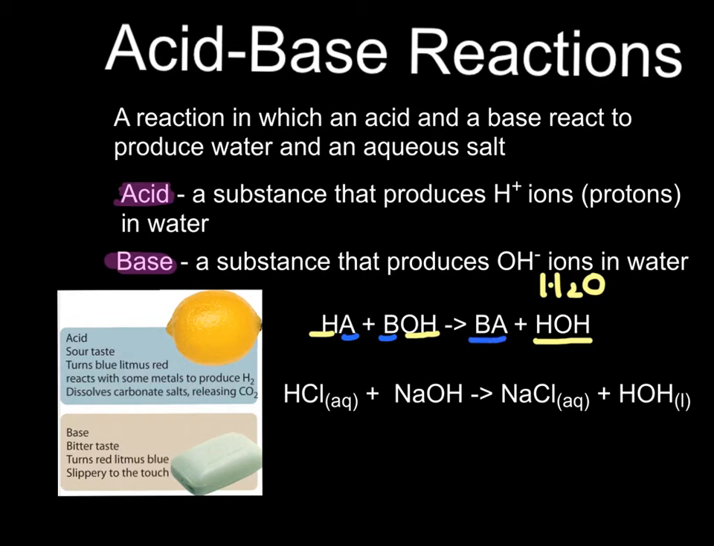So let's take a look at a real example here. We have hydrochloric acid reacting with sodium hydroxide. So our hydroxide and our hydrogen ions are going to hook up, right, to form water. And our sodium and chloride ions are going to hook up, our inner ions, to form sodium chloride. You do have to remember to balance your equation once you're done, but this is how you predict the products of an acid-base reaction.